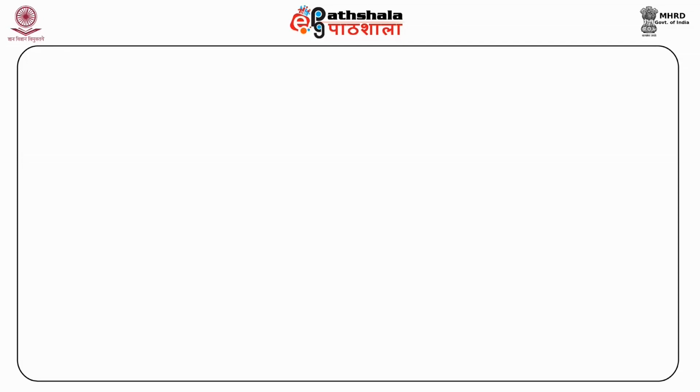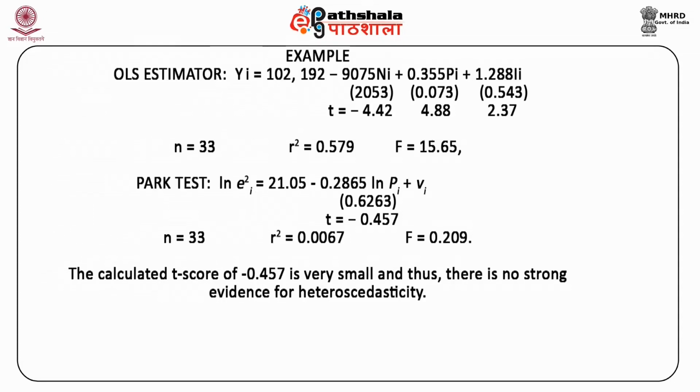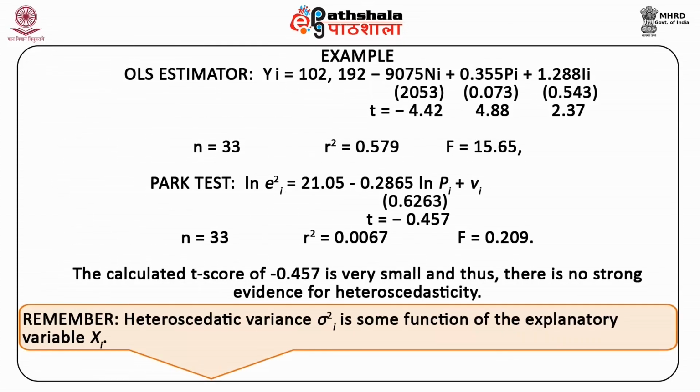Let's take a hypothetical example of a restaurant and get its OLS estimators. Here, Y is equal to the total income collection of the restaurant, N is equal to the number of local competitors, P is the nearby people residence, and I is the average household income of the nearby area.